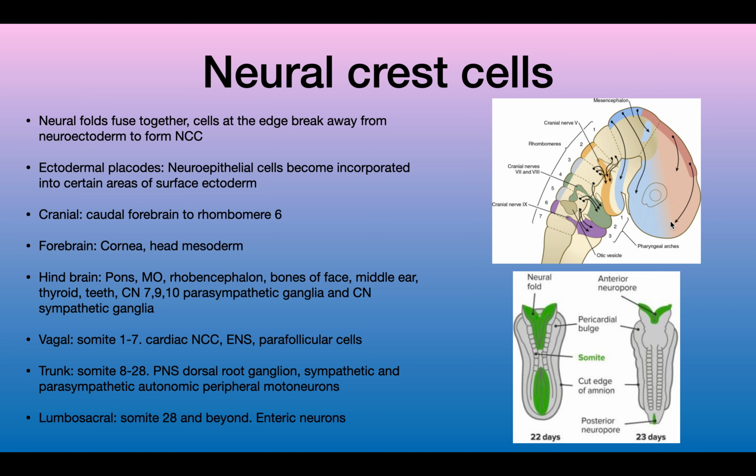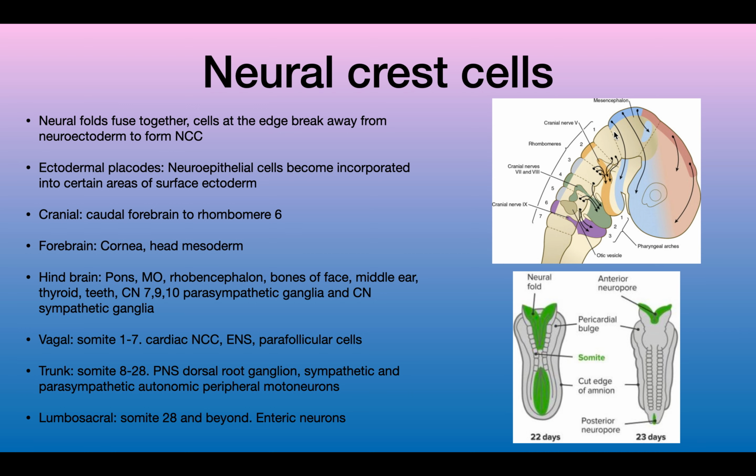Forebrain is going to form the cornea and the head mesoderm. The hindbrain, or the pons, the medulla oblongata, the diencephalon, will also form the bones of the face, the middle ear, thyroid, teeth, cranial nerves 7, 9, and 10, along with the parasympathetic ganglia and cranial nerve sympathetic ganglia. So hindbrain creates quite a bit.